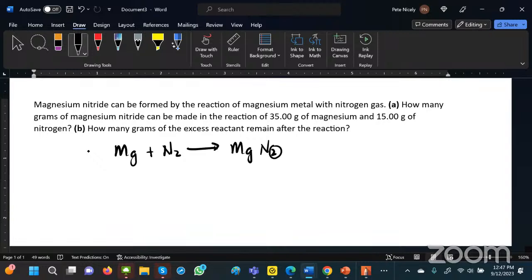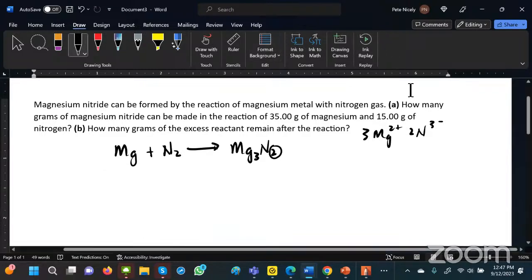Magnesium 3, nitrogen 2. Right, so the formula for magnesium ions would be Mg2+, and for the nitride is N3-. So you're correct. You need 3 of these and 2 of these, so therefore it's Mg3N2, all right? Then we need to balance it. So how would you go about balancing it? With a 3 in front of the magnesium, and that's it, all right? So that's the first thing you have to do before you can do anything else. When it comes to a stoichiometry problem, balancing the equation is the very first thing you need to do, and then you can move on to the math part.